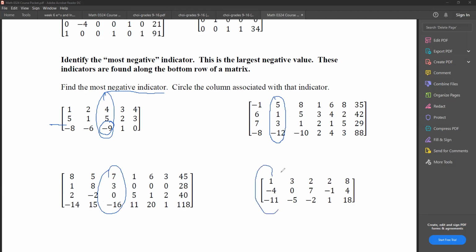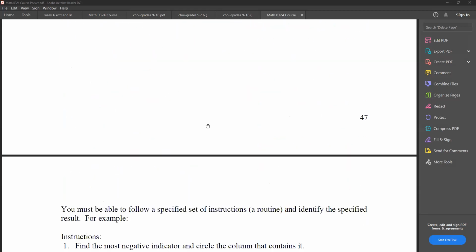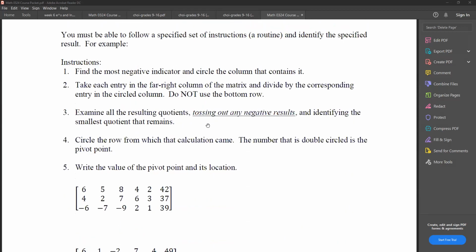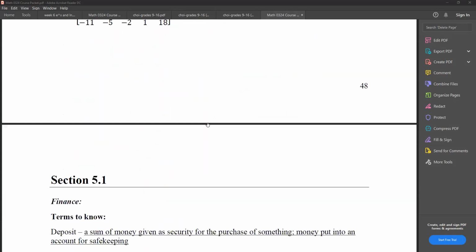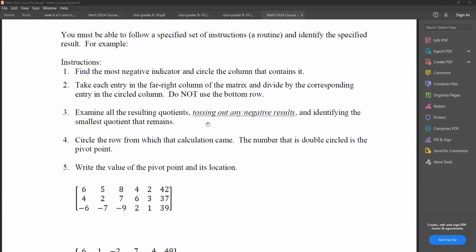And this is a pivot column. All right, so we're going to find the most negative number on the bottom row of the matrix, and that's what I want for that. Now, we have to find the pivot row. Hopefully she'll talk about it.